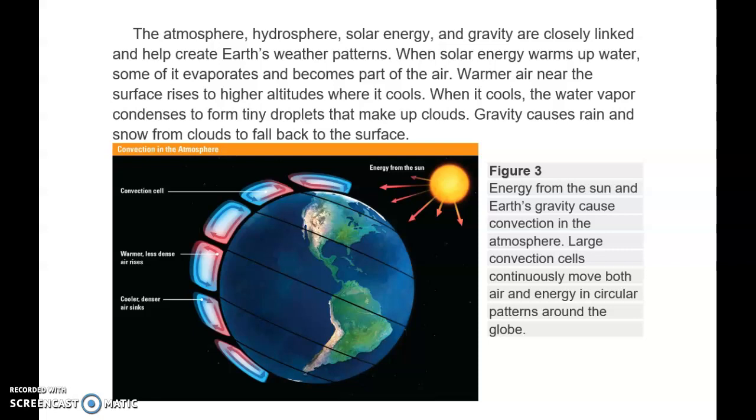So Figure 3 shows the Earth, the energy from the sun, and Earth's gravity cause convection in the atmosphere. Large convection cells continuously move both air and energy in circular patterns around the globe. So you can see over here that one of those circular things is a convection cell. Warm, less dense air rises, cooler, denser air sinks because of gravity.